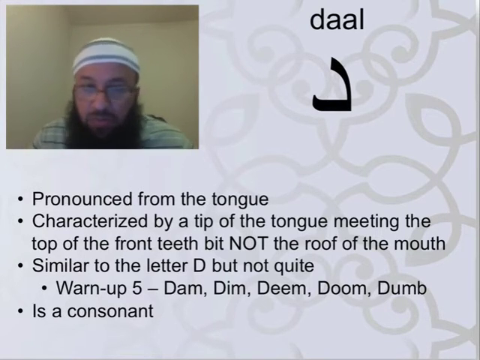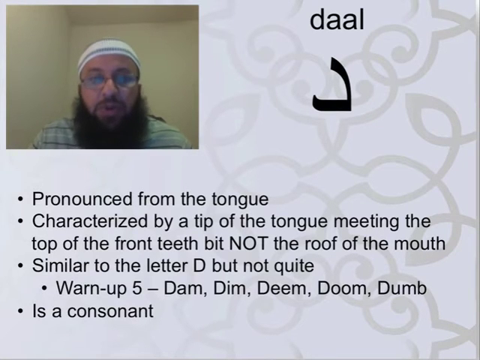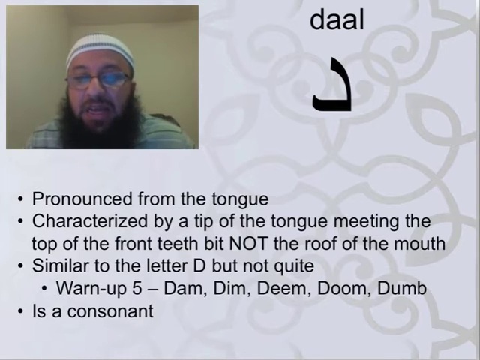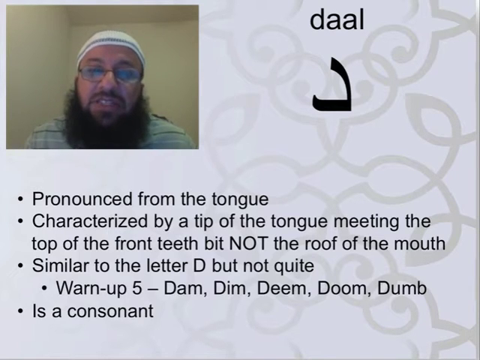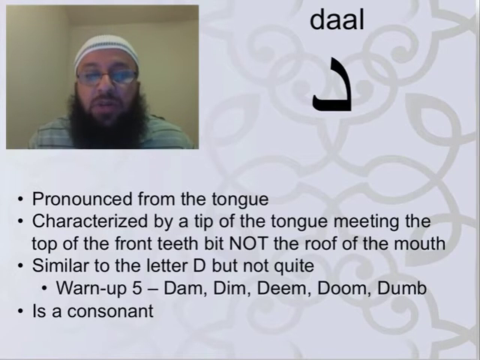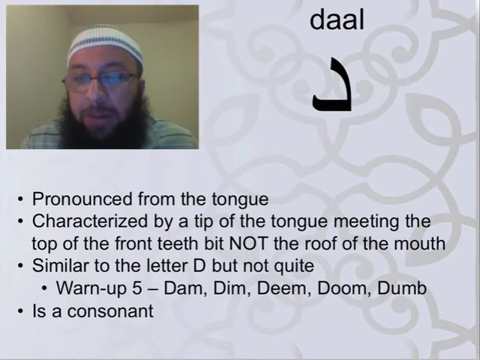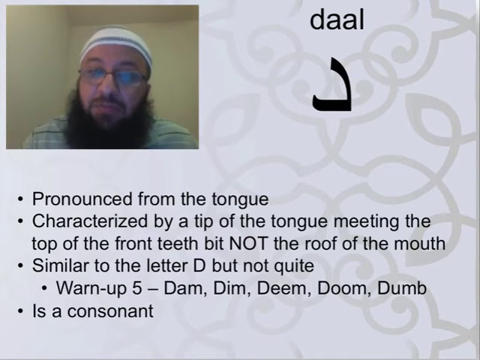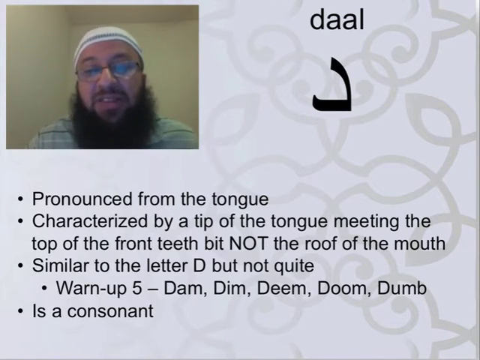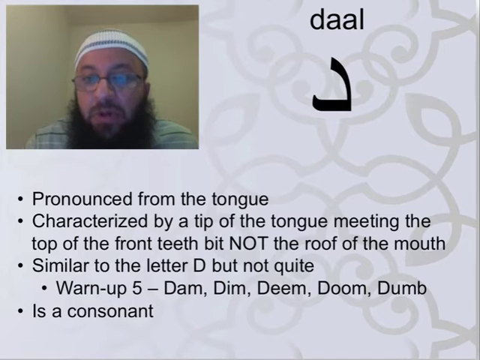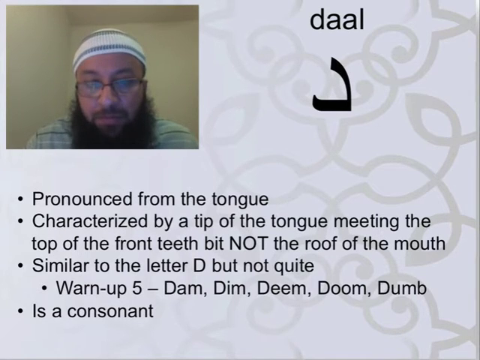So understand that if you don't quite exactly get it yet, don't worry, you will eventually get it, but it's not the same as the da sound in the English language. So one more time: damn, dim, deem, doom, dumb. That's with the letter D. But if these 5 words were pronounced with the letter daal in the Arabic language, they would sound like this: damn, dim, deem, doom, dumb.